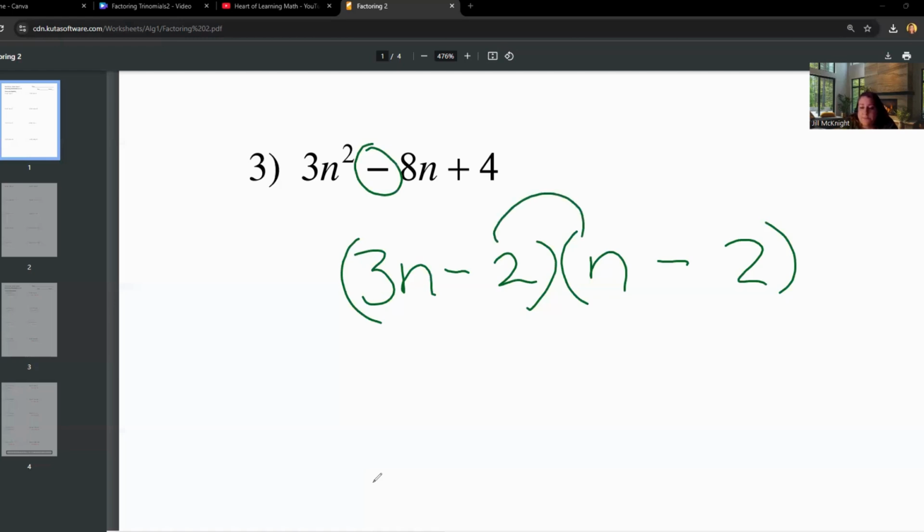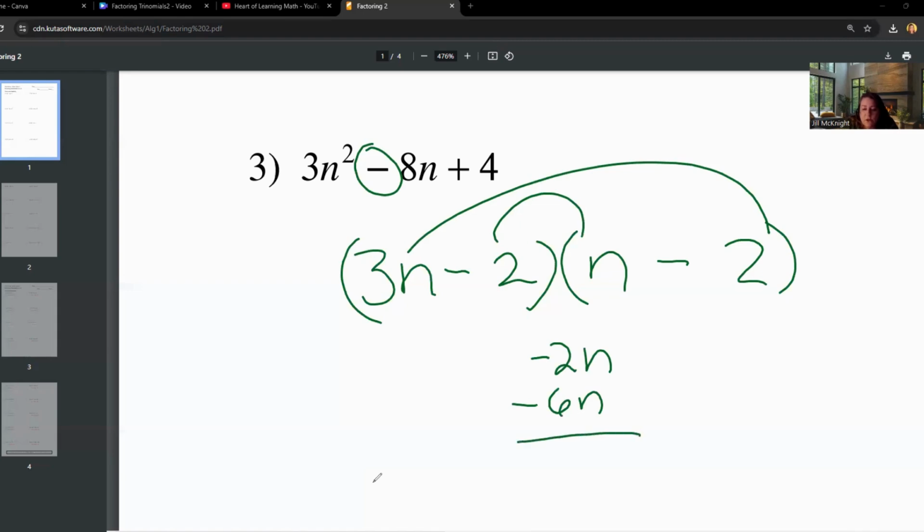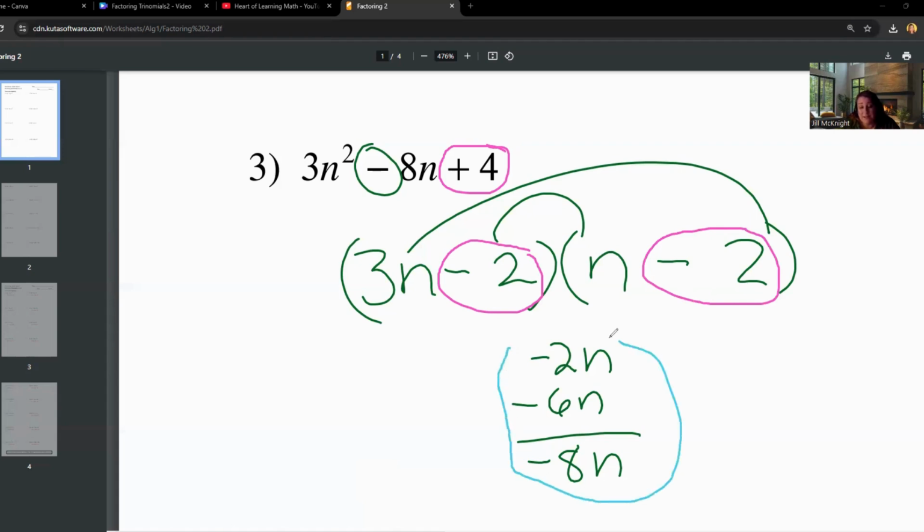And we get negative 2n, and we get negative 6n. So if we add those together, we get negative 8n. So that's the reverse foiling way, and you're going to have to guess and check. Like I said, you might not always get the first correct numbers to put in that spot right here, but we did it right because negative 2 times negative 2 is positive 4, and negative 2n minus 6n is minus 8n.